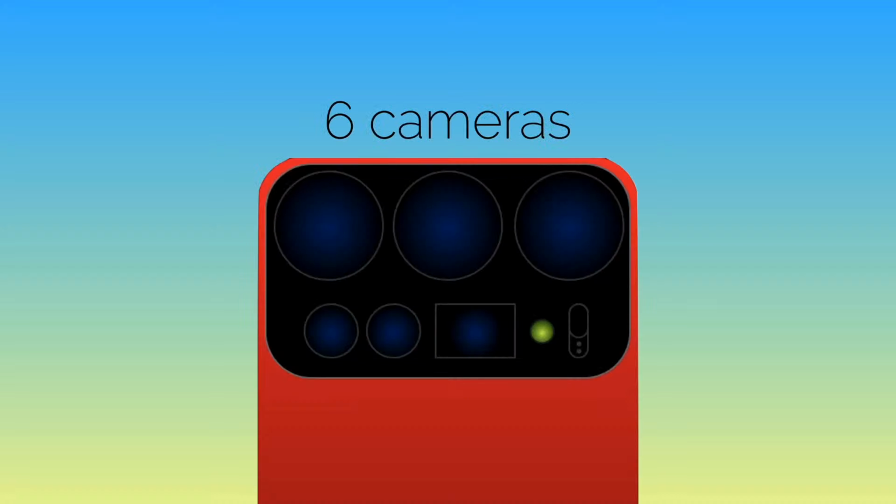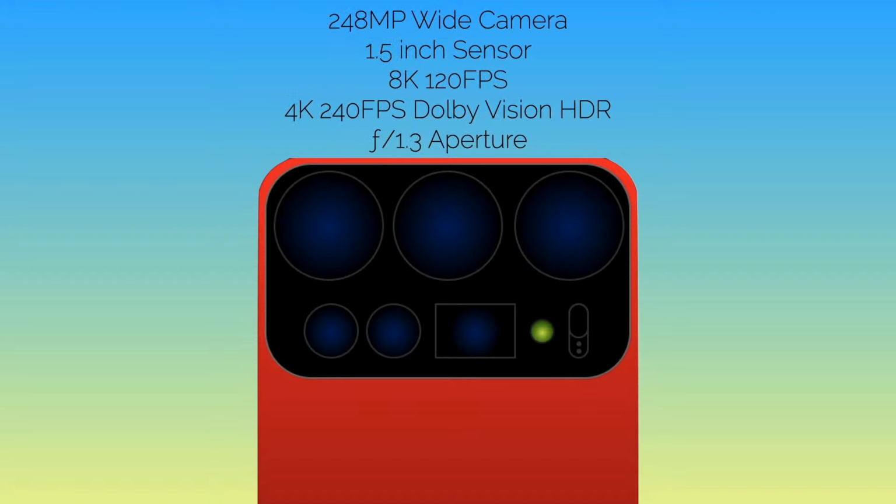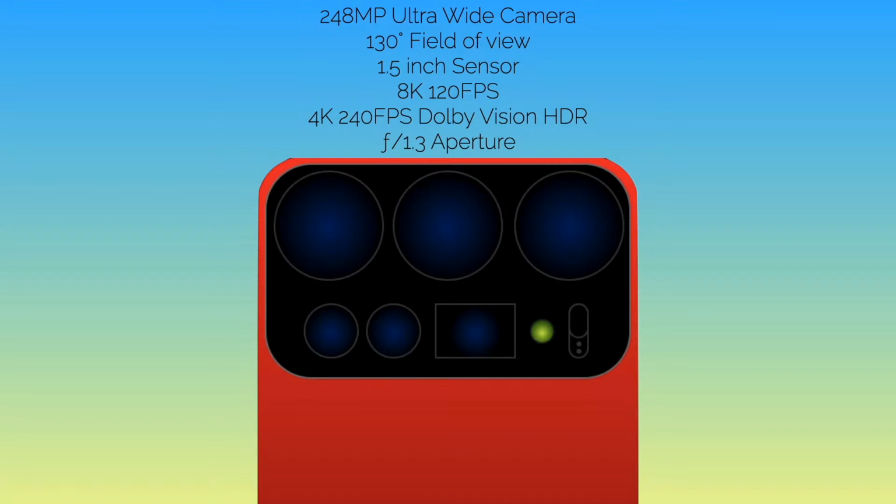So let's talk about this camera setup. We have, for the first time ever, a 6-camera setup in a smartphone. So what's in these 6 cameras? We have a 248 megapixel wide camera, which is a 1.5 inch sensor, 8K 120 FPS or 4K 240 FPS in Dolby Vision HDR, and f1.3 aperture. Same sensor for the ultra wide camera, and it has a 130 degree field of view.